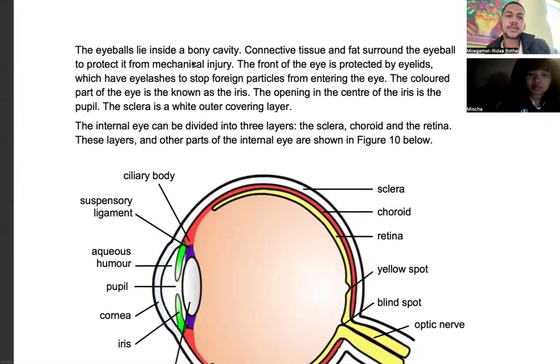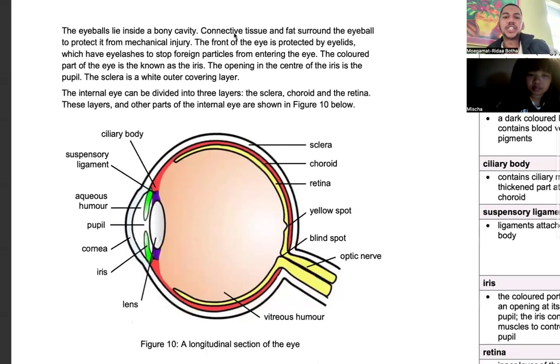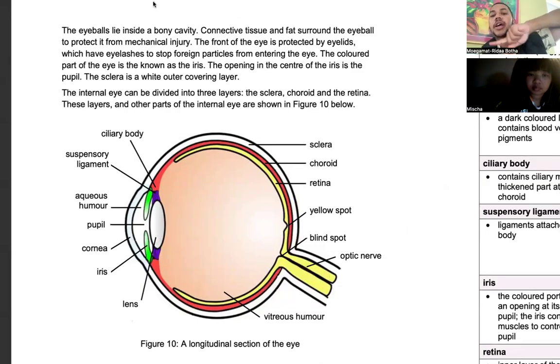Okay. The eyeballs are inside a bony cavity, and connective tissue and fat surround the eyeball. Essentially what it does is protect it from mechanical injury. It kind of cushions the eye. The front of the eye is protected by the eyelids. You also need to know the function of the eyelids as well. They have eyelashes. Why? The eyelashes stop foreign particles from entering the eye.